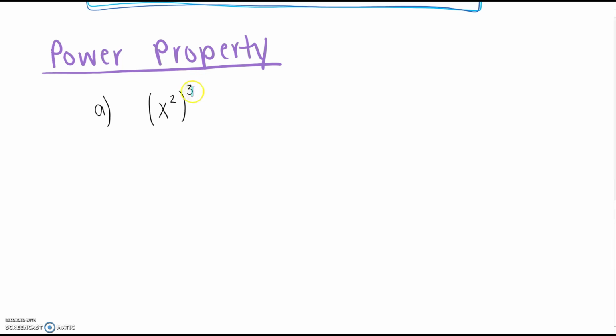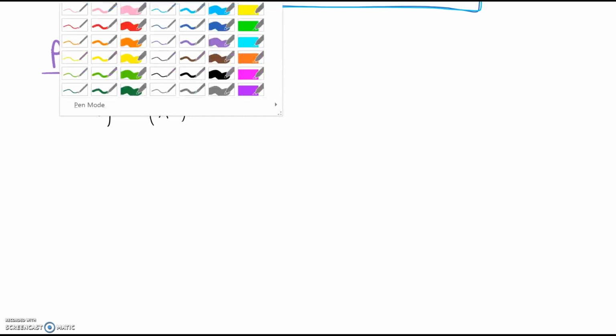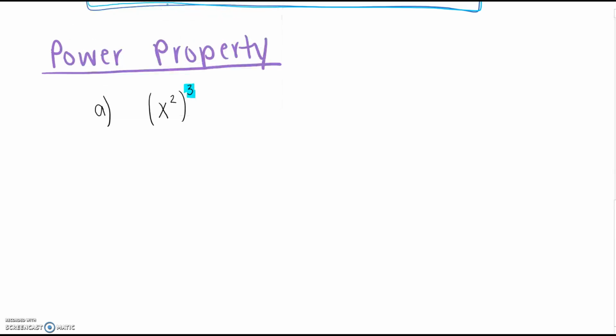Well, this cubed right here is telling us to rewrite this 3 times. So it's the same as x squared times x squared times x squared. The x squared is the same as x times x times x times x times x times x. So how many x's do we have total? 6.